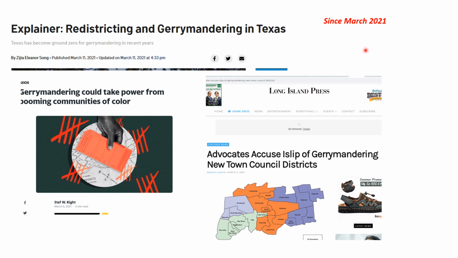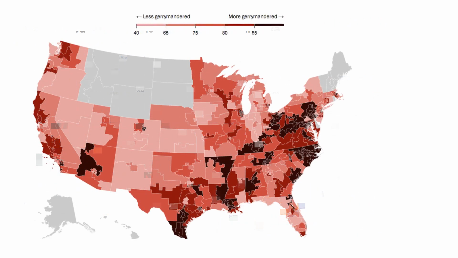And this is not just then. Since March 2021, these are three headlines that I grabbed just this morning. It does have to do with communities of color. Here's one from Long Island, and here's one from Texas. And it's much more widespread. Here's a map showing that it is really spread across the entire United States, and I would argue, in fact, across the entire world.